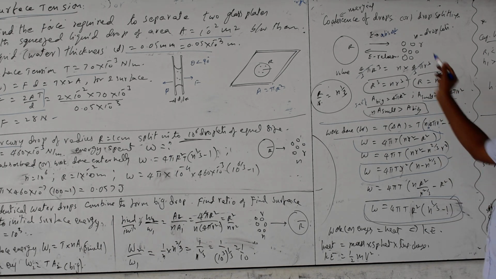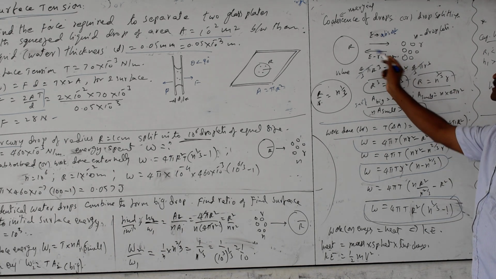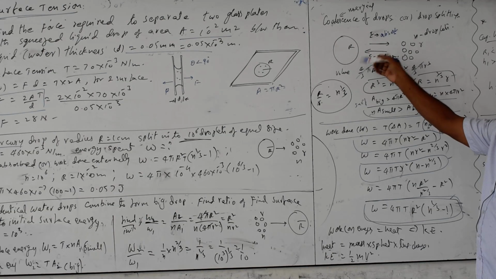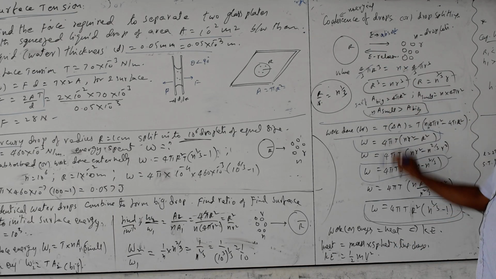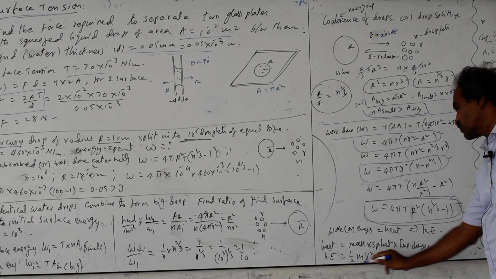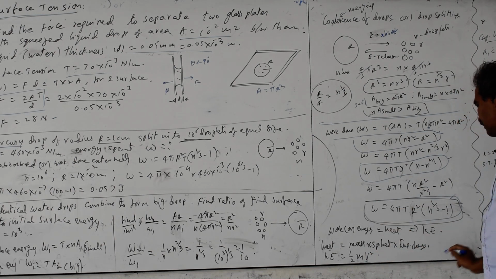And whatever energy is released when drops form a bigger drop may be converted into kinetic energy or an increase in temperature. If they ask for kinetic energy, the work done equals half mv square. M is the mass of the droplet. Mass is also equal to volume into density. Density is nothing but mass by volume. Volume itself is 4 by 3 pi r cube.